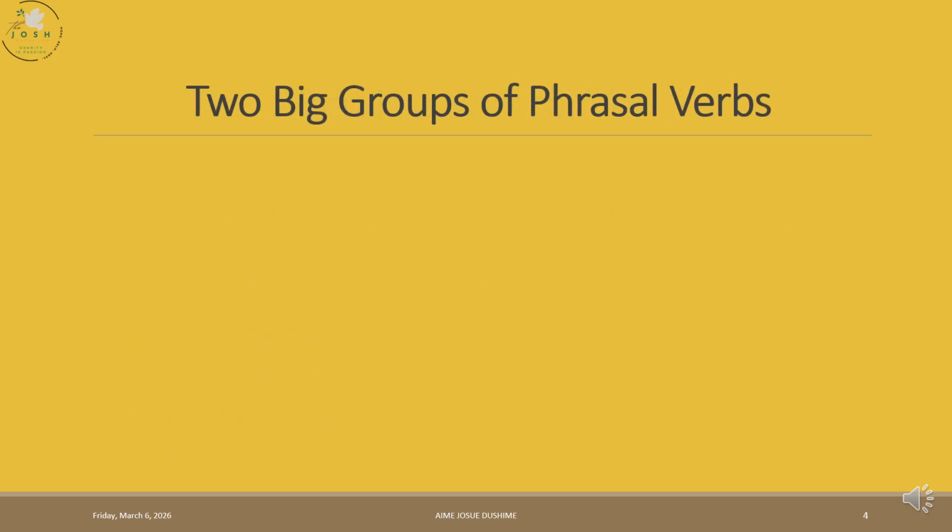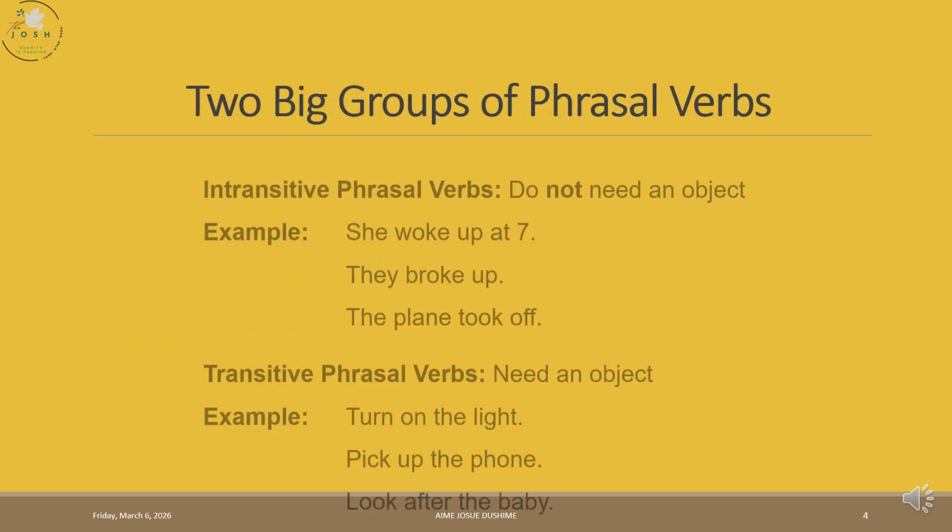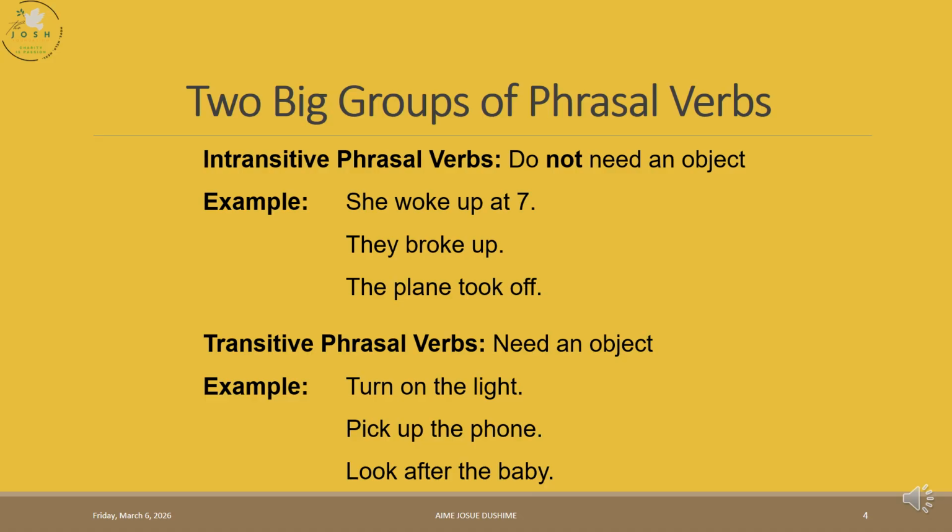And let's see the two big groups of phrasal verbs, the main classes of phrasal verb. Intransitive phrasal verb is the first. Intransitive phrasal verbs do not need an object. They are enough on their own. She woke up at 7. They broke up. The plane took off. I don't need to add an object. Here I have subject, verb. I don't need an object.